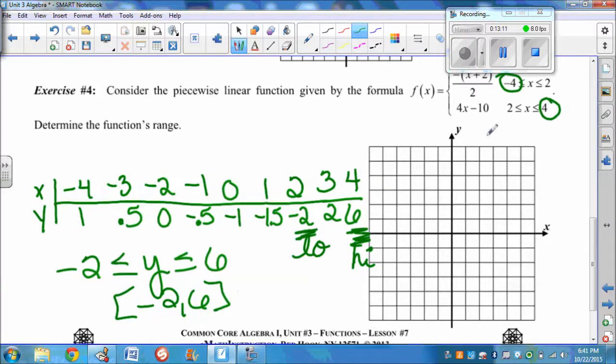We can talk about domain. Now our domains are already written up here, but if we wanted to put those into interval notation, we'd say -4 to 4.